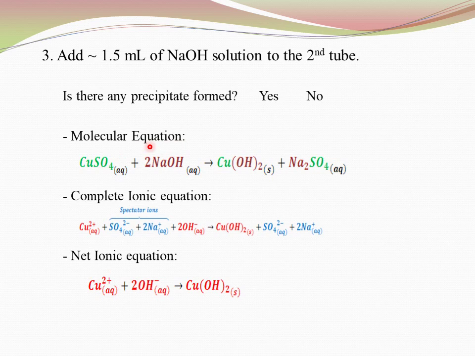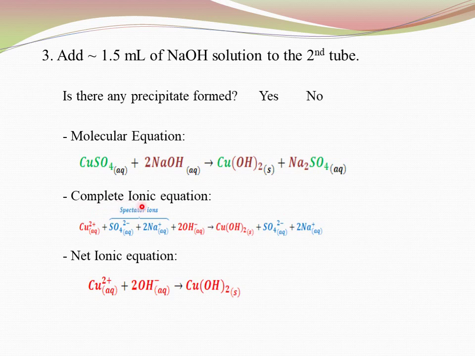Now the molecular equation shows again the molecular formulas. So copper sulfate CuSO4 aqueous plus sodium hydroxide NaOH aqueous, double replacement: copper with hydroxide, sodium with sulfate. So the products are copper hydroxide and sodium sulfate. Copper hydroxide, according to solubility rules, is an insoluble metal hydroxide. So this is an insoluble solid, and sodium sulfate is soluble, so aqueous.